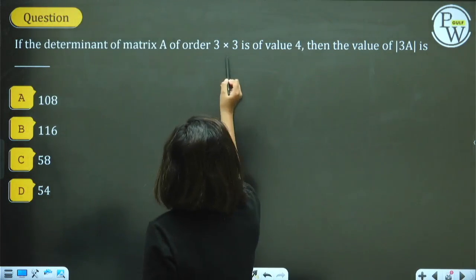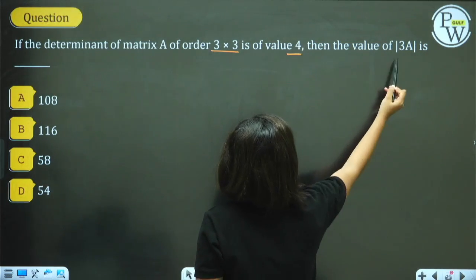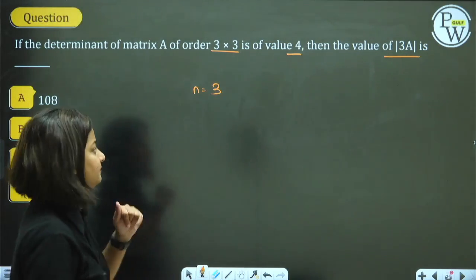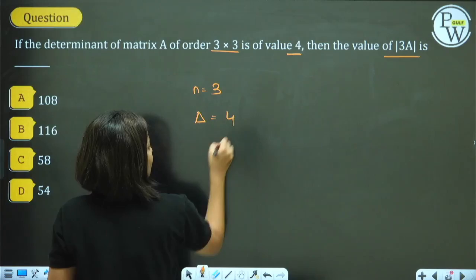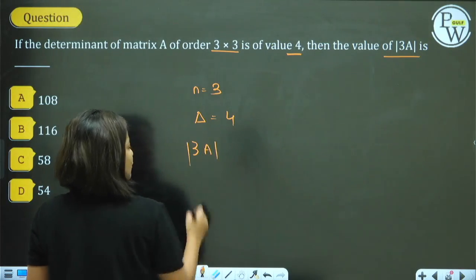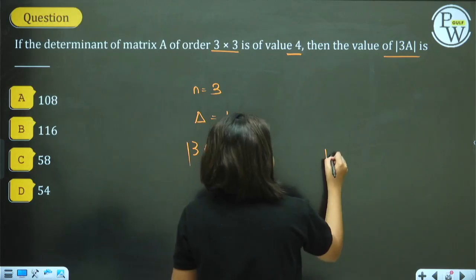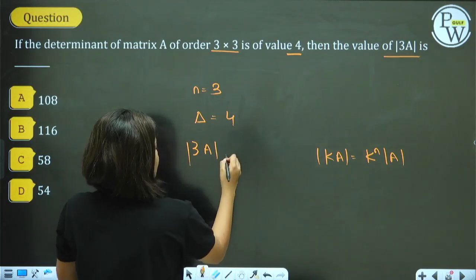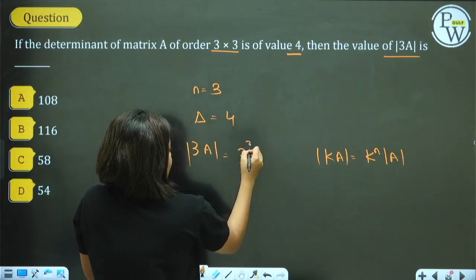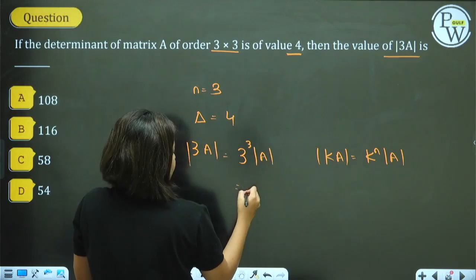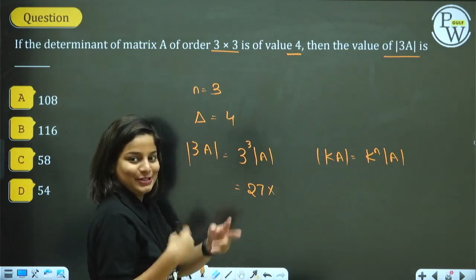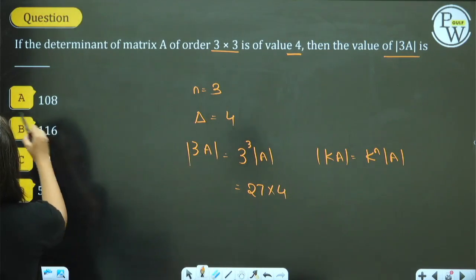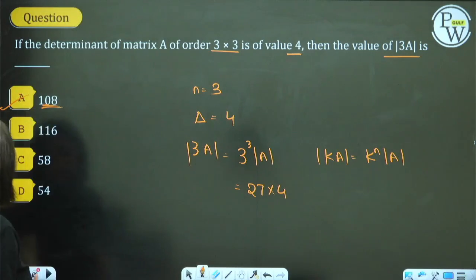If the determinant of matrix A of order 3 is of value 4, then value of determinant 3A will be what? So what they've given us, the order is 3. Determinant value is 4. We need 3 times A. Value of determinant 3A. According to the formula, determinant kA is k raised to n times determinant A. So here also it will become 3 raised to n, that is 3 times determinant A. 3 3s are 27. 3 cube is 27 and determinant A is 4. 27 4s are 108. Option A. Is that correct?